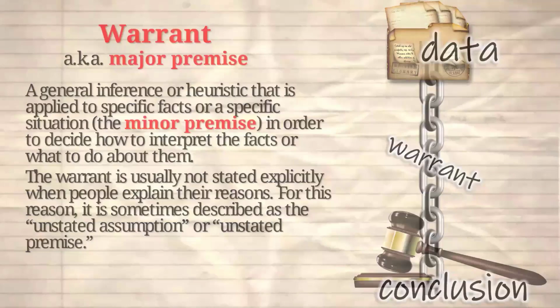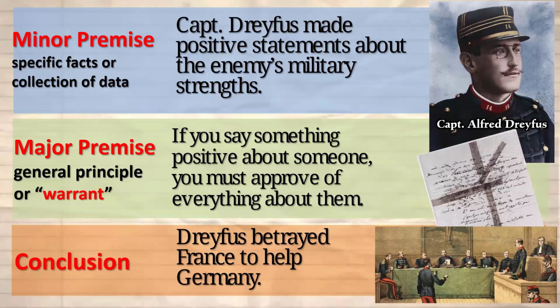For example, going back to the Dreyfus affair, one of the minor premises, one of the specific facts that the prosecution brought against Captain Dreyfus was that he was overheard making positive statements about the German military. He's working for French military intelligence and he's saying good things about their enemy, their past and soon to be future enemy, the Germans. Well, that must be an indication that he was the one who wrote that spy letter to the Germans that was discovered. But the major premise there, the warrant that leads us from that specific fact to that conclusion is that, well, if you say some positive thing about somebody, you must approve of everything about them.